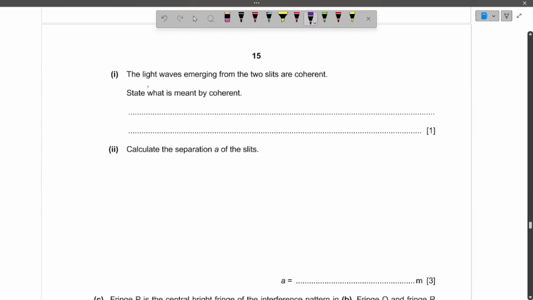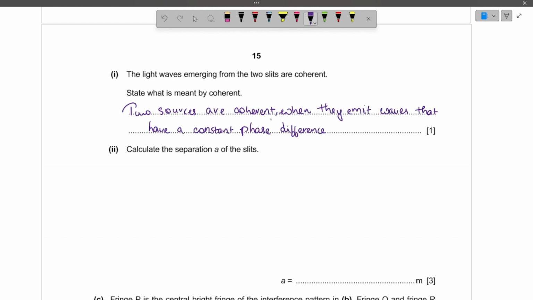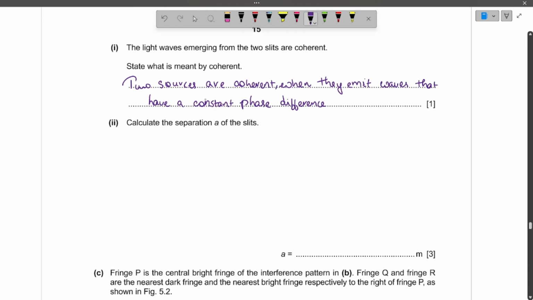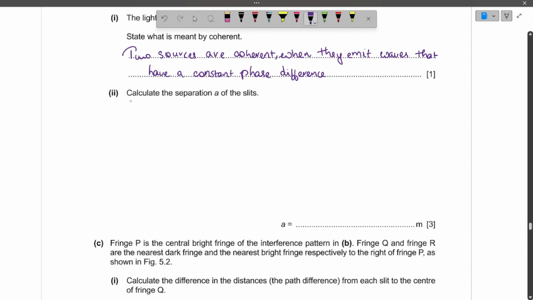So the first part is, the light waves emerging from 2 slits are coherent. State what is meant by coherent. 2 sources are coherent when they emit waves that have a constant phase difference. So here the 2 slits are acting as the 2 sources and they are emitting waves of constant phase difference.